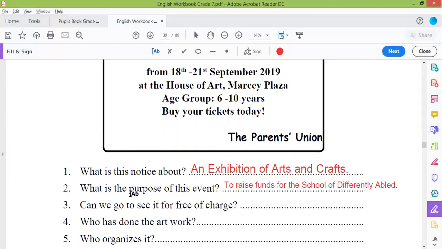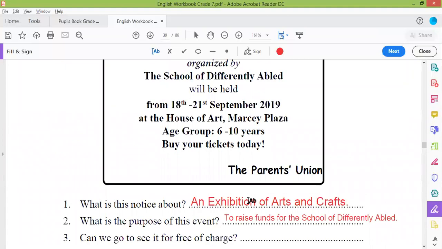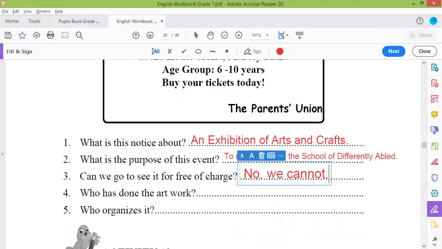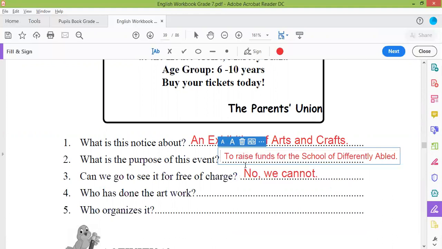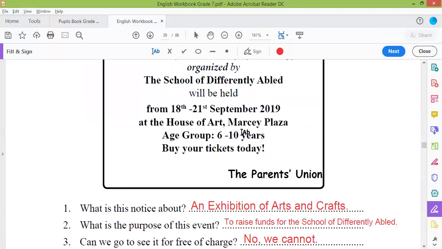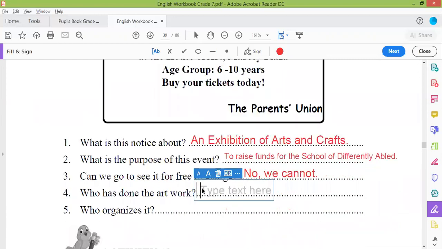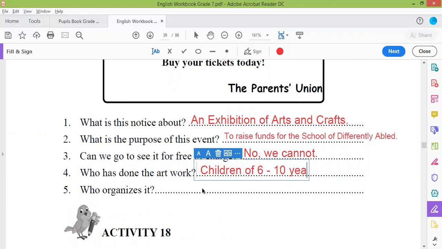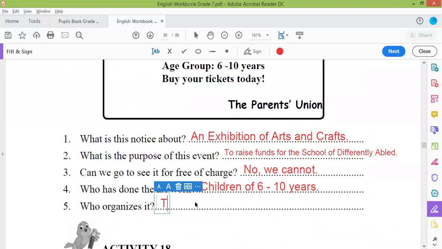Next one. Can we go to see it free of charge? No, we cannot. Next one. Who has done the artwork? Yes, children of what? What is the age group? Children of 6 to 10 years. Who organizes it? The Parents Union. Yes, the Parents Union.